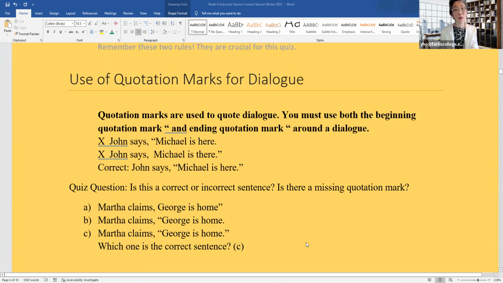So use quotation marks for dialogue. Quotation marks are used to quote dialogue. You must use both a beginning and an ending quotation mark. So it's wrong if you just say, John says, "Michael is here. Here you have a beginning quotation mark, but you're missing an ending quotation mark. So that's wrong. And here it's wrong because you're missing a beginning quotation mark. It's correct if you have a beginning quotation mark and an ending quotation mark in your sentence. Also, you need a comma after the word says. So: John says, comma, quotation mark, Michael is here, period, quotation mark.